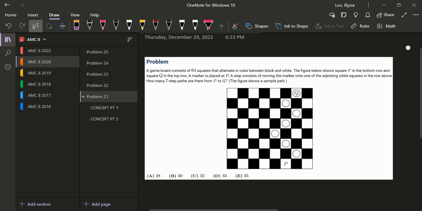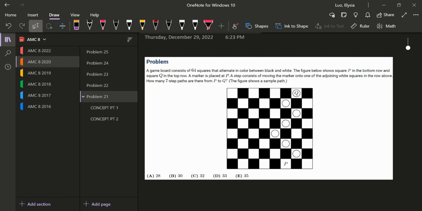A game board consists of 64 squares that alternate in color between black and white. The figure below shows square P in the bottom row and square Q at the top row. A marker is placed at P. A step consists of moving a marker onto one of the adjoining white squares in the row above. How many 7-step paths are there from P to Q? And on the picture, it shows a way of getting from P to Q.